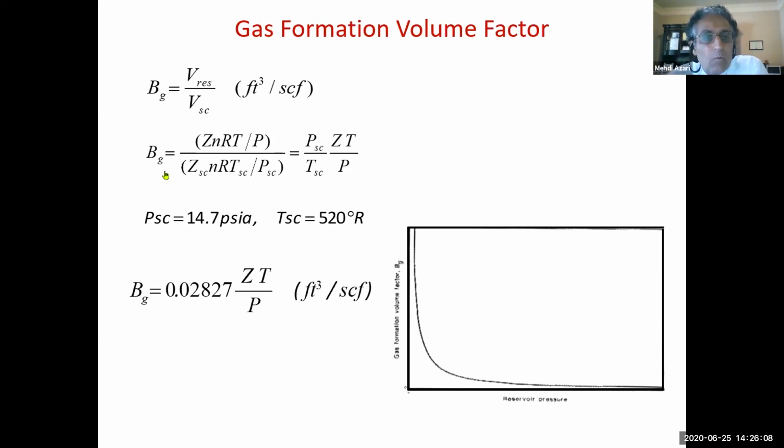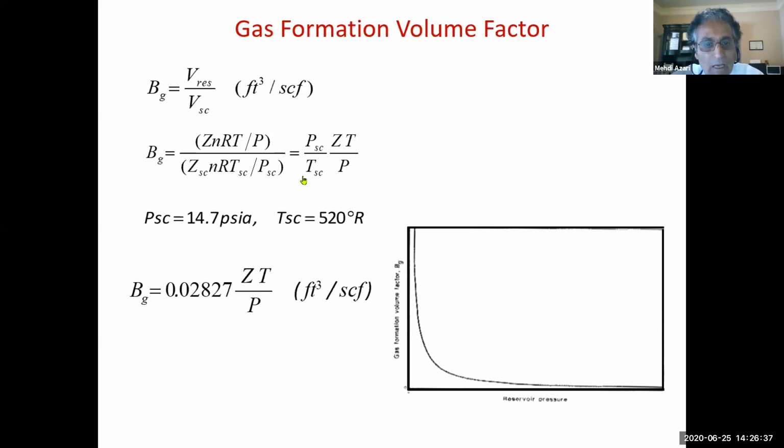And then there is one called BG, formation volume factor, which is the volume in the reservoir, the same as oil, over the volume at the standard condition. The volume in the reservoir is going to be ZnRT over P, and at the standard condition it is Z at the standard condition, which is 1. n cancels out, R cancels out. Temperature is 520 at standard condition, and pressure at standard condition is 14.7. You just plug in these numbers and you come up with this equation for BG.